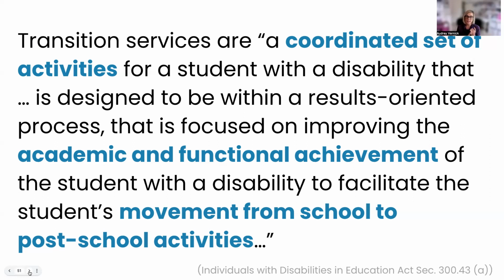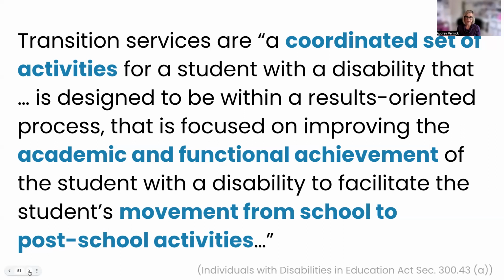So activities need to be coordinated with each other. If you're talking about your child's service plan, there are services that will be provided in their IEP for transition, and it just looks very disjointed, or there's no continuity, or it doesn't make sense to you, you can say to the team, how are these activities coordinated? How is this a coordinated set of activities? How is this process focusing on results for my student?